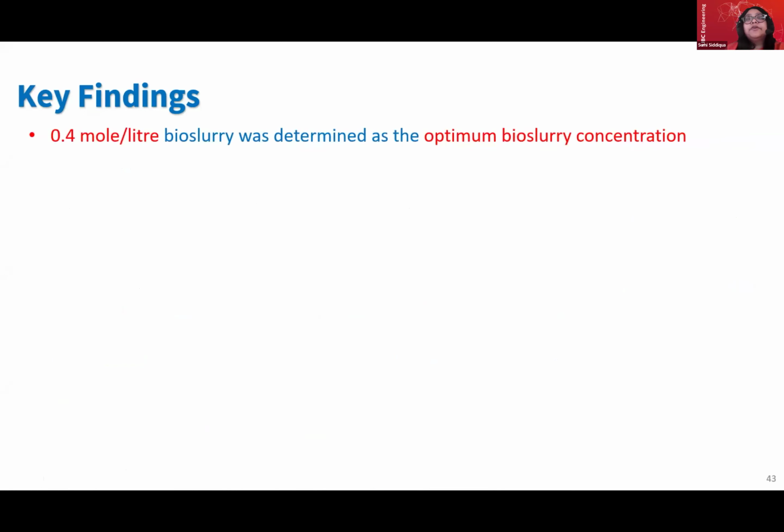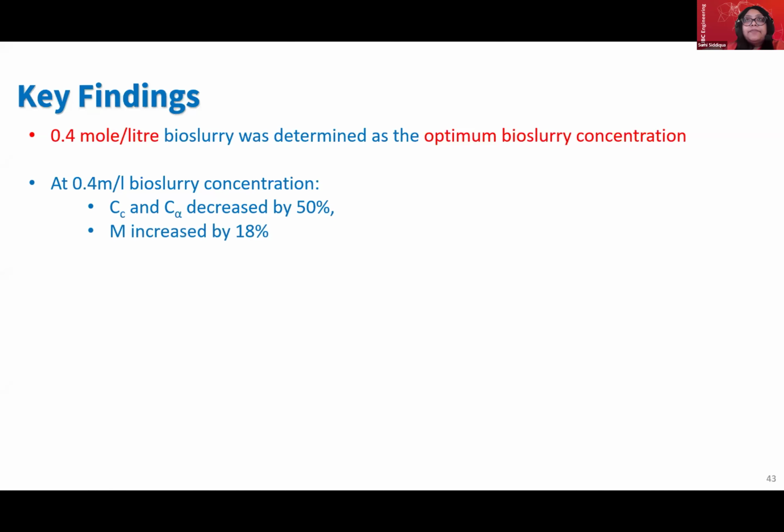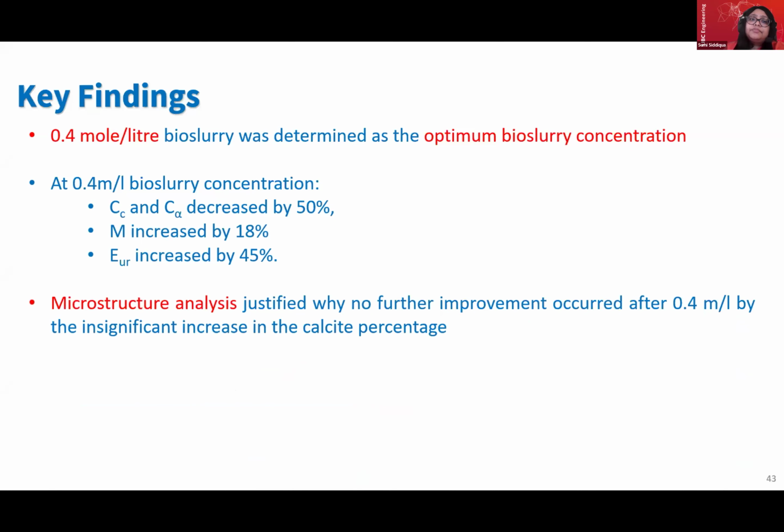We found that 0.4 mole per liter bioslurry was the optimum bioslurry concentration. And at 0.4 mole per liter bioslurry concentration, we saw the CC and C alpha, the compression and the secondary compression, decreased by 50%. And M value, the stiffness, increased by 18%. And then E value increased by 45%.